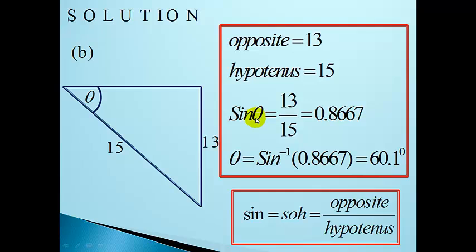Now here we are also finding the acute angle theta. So theta will be the inverse of the answer on the right hand side. If you have sine theta is equal to 0.8667 and you want to find theta, you need to take the sine inverse of both sides so that you only have theta on the left hand side. So theta is equal to the sine inverse of 0.8667, and this is equal to 60.1 degrees.